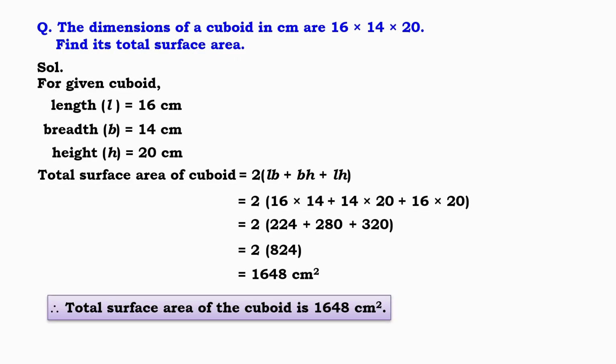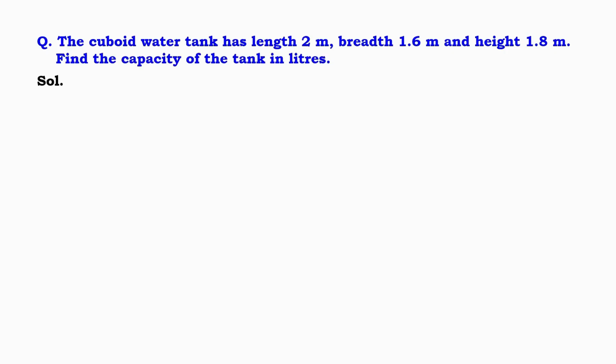So this is the answer. 1648 centimeter square is the total surface area of the cuboid. Now let us take a look at another problem.